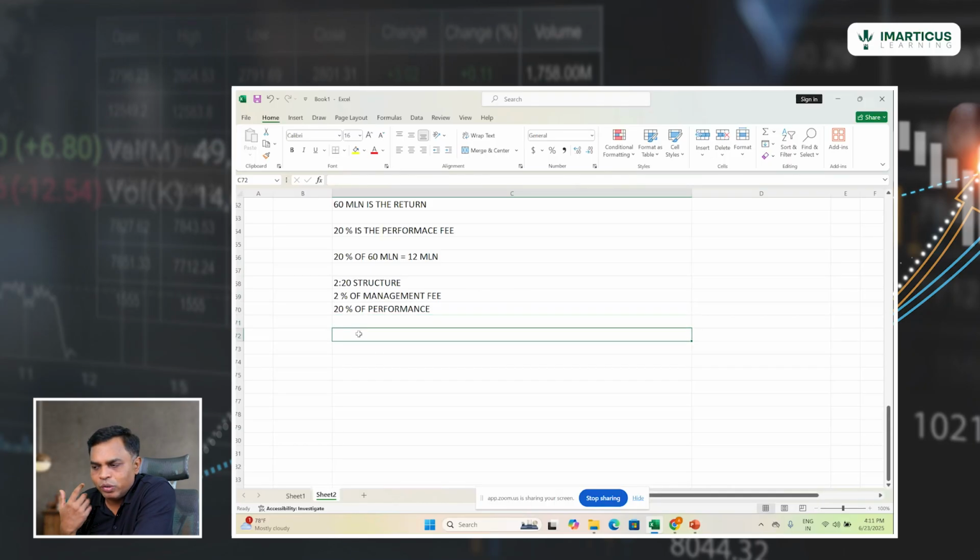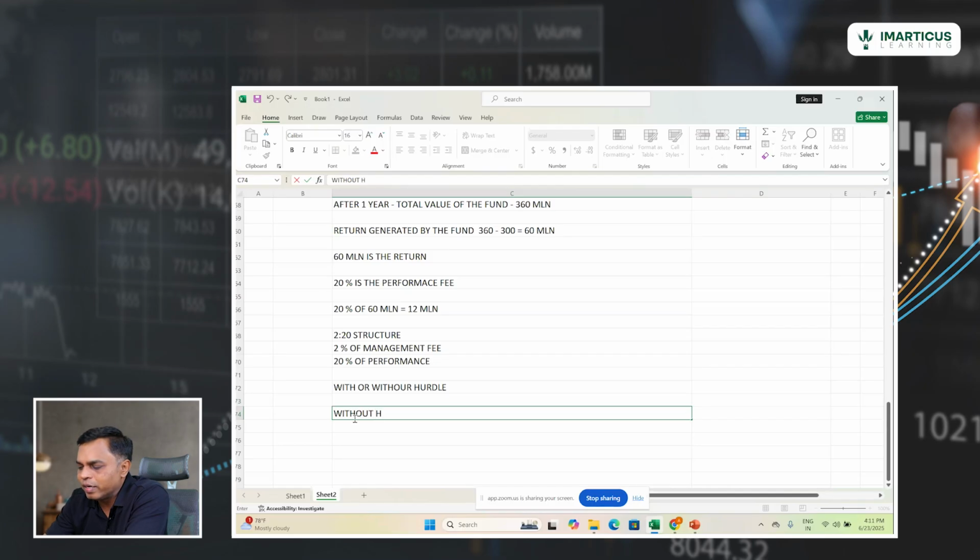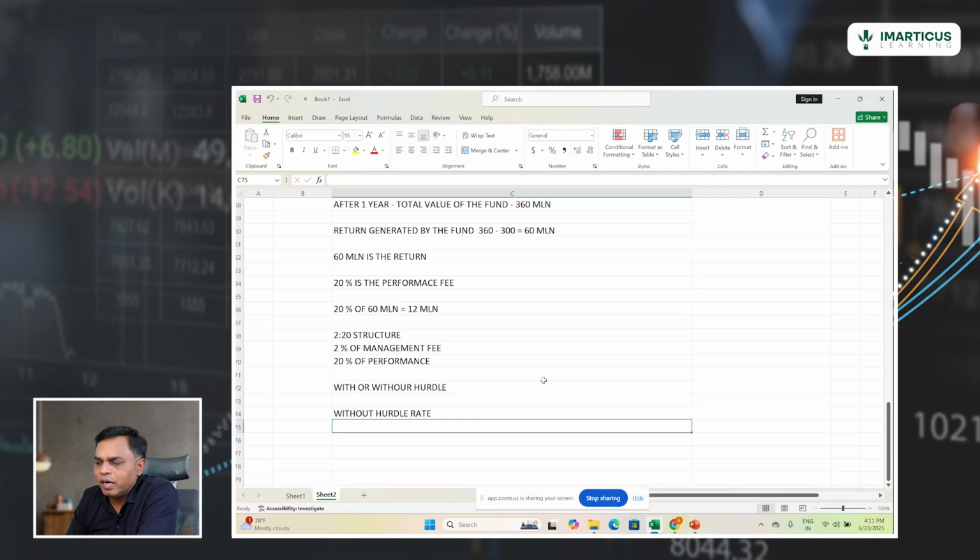Another thing which I want to explain is that the performance fees can be with or without a hurdle rate. The example we just spoke about, the first mechanism we discussed, is without a hurdle rate, meaning the fund does not consider any hurdle rate while calculating performance fees.